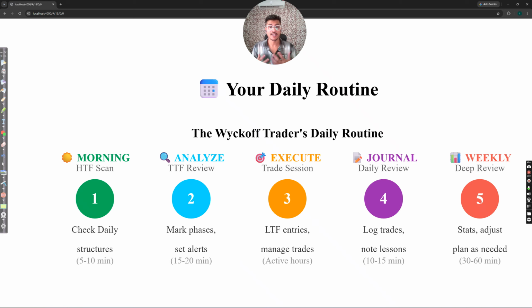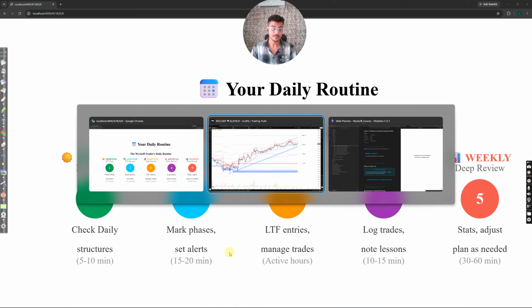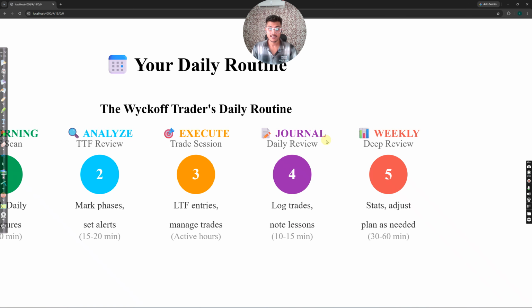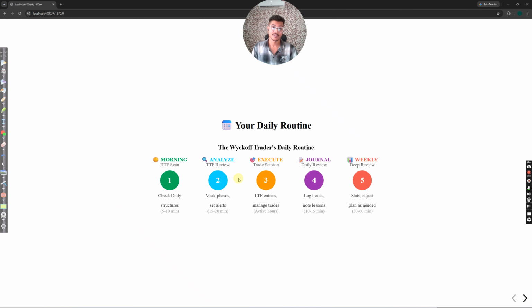After doing a morning scan with the higher time frame, we can analyze it on the lower time frame, I mean the trading time frame, and review it. Then we move on to the execute trade session, which is your lower time frame entries, where we'll manage trades in active hours, like your London session or New York session. Then we will journal, log that trade, and note lessons. And the weekly deep review is just stats and adjusting plans as needed.